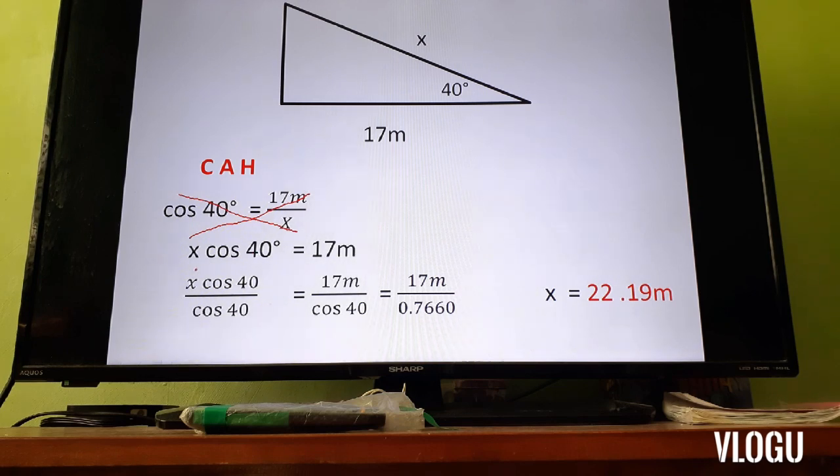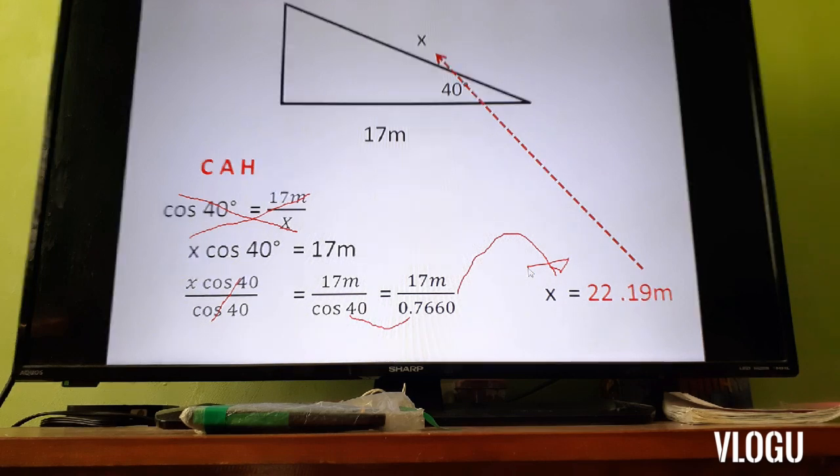Then by dividing both sides, x cosine 40 degrees and 17 meters, by cosine 40 degrees, we cancel out. Then we're going to find the value of cosine 40 degrees, that is equivalent to 0.760. Divide this value, and the value of your x is equivalent to 22.19 meters as the value of your hypotenuse or the missing side.